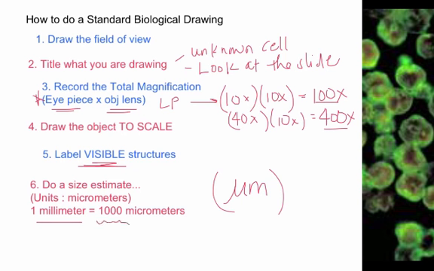So you take the tiny little lines on your ruler, and if I take the distance between those two lines and divide it into 1,000 increments, I have a micrometer. And that's how we will look at the size of the objects that we view. Okay? So those are the 6 steps. Follow those steps, you'll never miss anything. So let's do a demo.